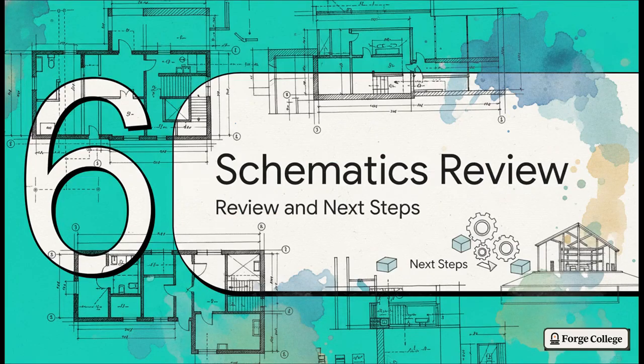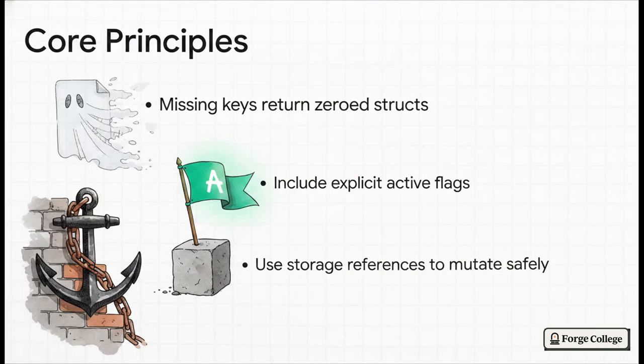All right, final section, section 6, schematics review. Review and next steps. Okay, to keep your on-chain data both secure from accidental overwrites and highly gas efficient, here are the core principles you need to live by. Number 1. Mappings return zeroed structs for missing keys, so please do not get fooled by ghost data. Number 2. Because of that first rule, always include explicit active flags in your structs to definitively prove a record actually exists. And number 3. Rely heavily on storage references, that magical storage keyword, to safely mutate individual fields in place without overwriting or copying the entire struct.